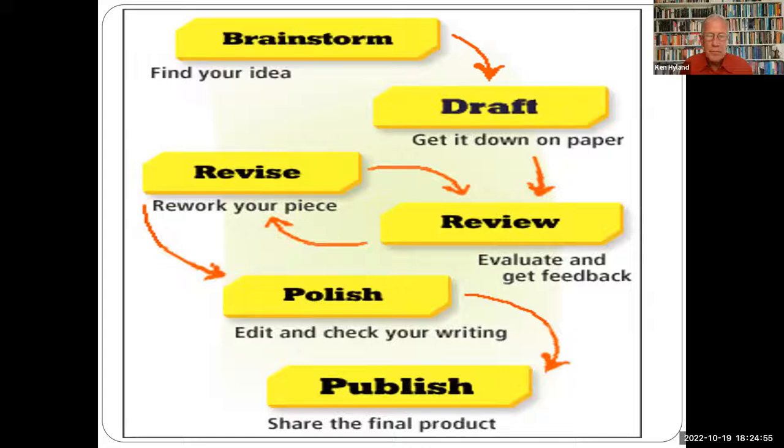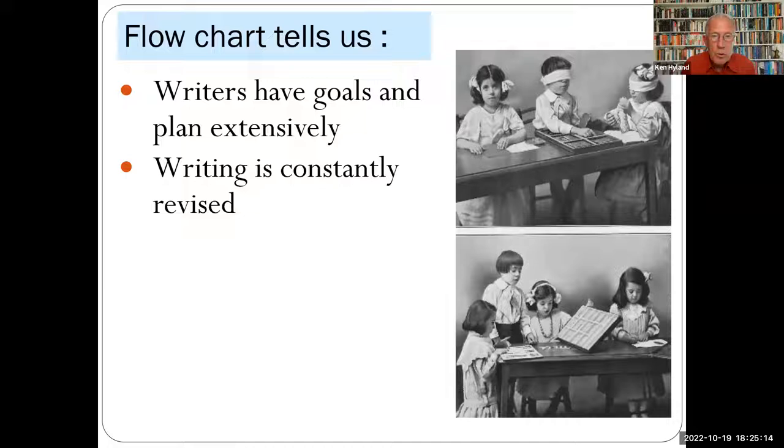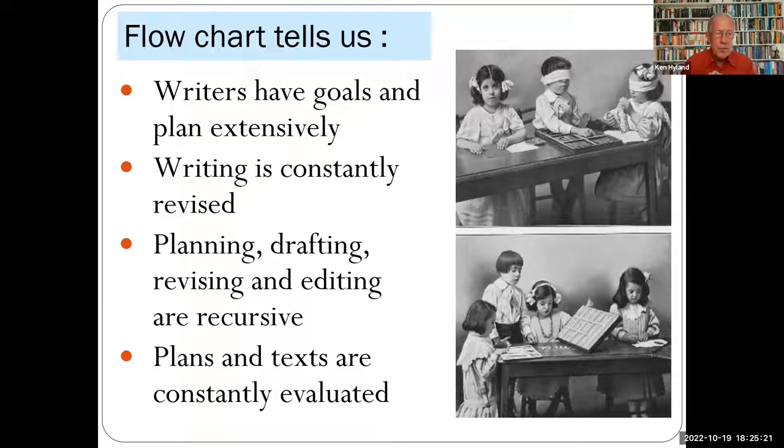It shows that writers don't create texts by thinking, writing, editing, but they keep jumping between these different stages. So the diagram suggests, and process tells us, that writers have goals and that they plan extensively, often through internet searches, note-taking, and so on. That writing is constantly revised, often in our heads before any text has been produced. That planning, drafting, and revising and editing are recursive, they happen again and again, and they're potentially simultaneous. And plans and texts are constantly evaluated by the writer in a kind of feedback loop, plan, write, plan, write.